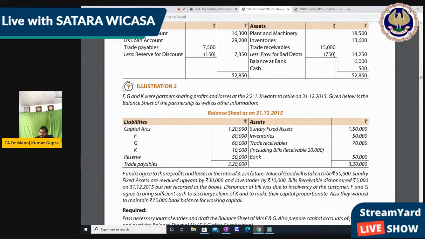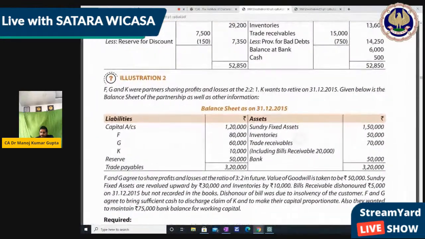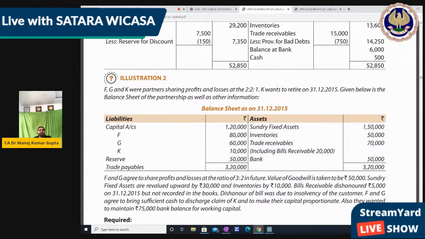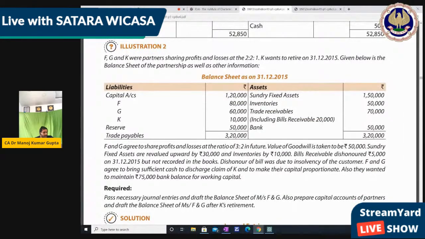F, G and K. Any doubt, any question, friends? I hope no problem, no doubt at all. F, G and K were partners sharing profit and loss in the ratio 2:1. K wants to retire on 31st December 2015. Given below is the balance sheet of the partnership as well as other information. Okay, there are 3 partners, 2:1 is the sharing ratio, and who wants to retire? K wants to retire. Means the last partner wants to retire, right?